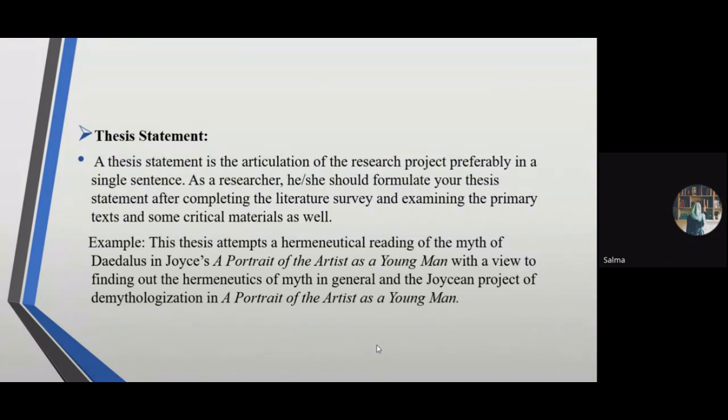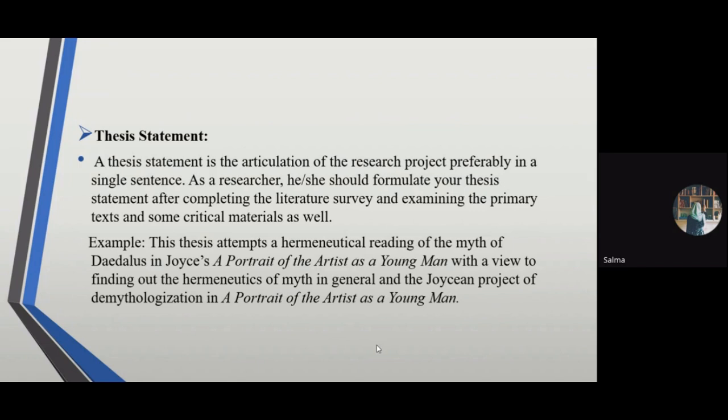Then what is a thesis statement? A thesis statement is an articulation of the research project, preferably in a single sentence. Every thesis will have a thesis statement. As a researcher, he or she should formulate the thesis statement after completing the literature survey and examining the primary text and some critical materials as well. You will collect materials, read the primary text, and also get some secondary sources.